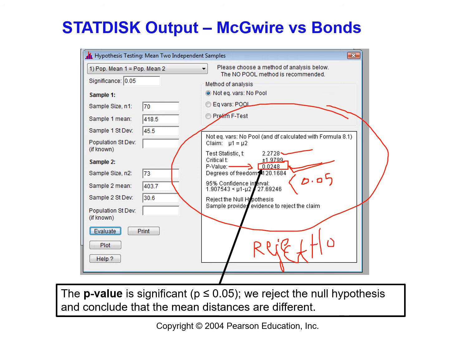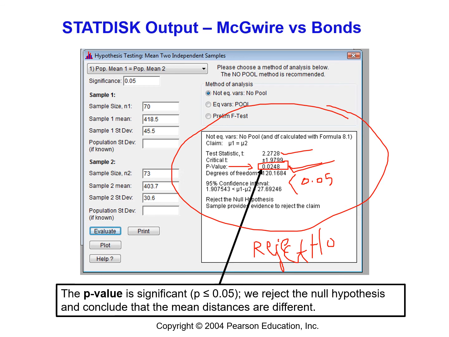and conclude that the mean difference, or the mean distances, are different. Again, the p-value is significant. Significant means it is less than 0.05. So the decision is rejection of the null hypothesis and concluding that the mean distances are different.